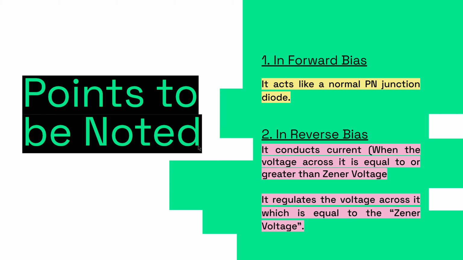Points to be noted. First, in forward bias it acts like a normal PN junction diode. Second, in reverse bias it conducts current when the voltage across it is equal to or greater than the Zener voltage. It regulates the voltage across it, which is equal to the Zener voltage also.